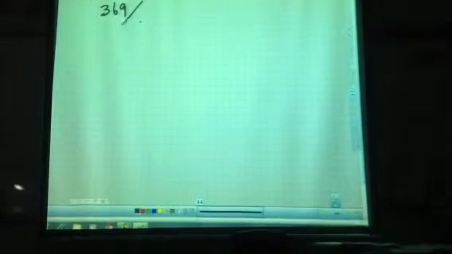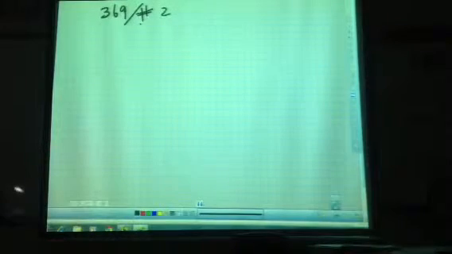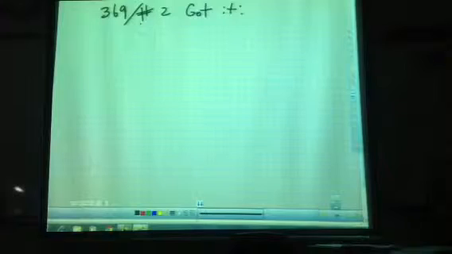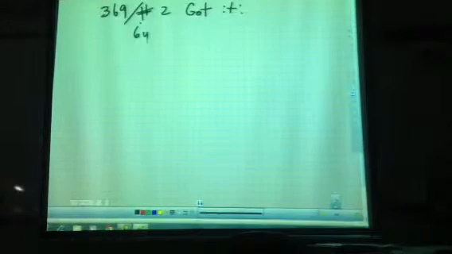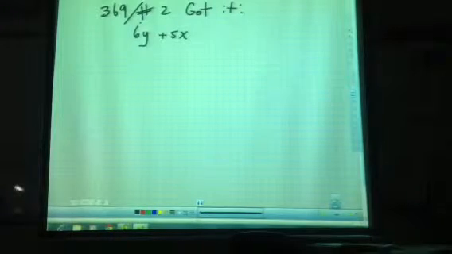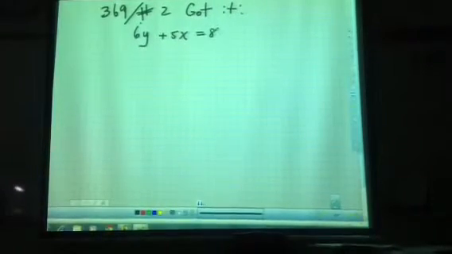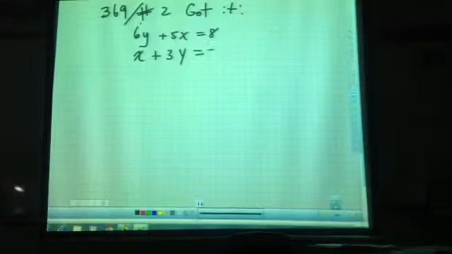If you're following along in the book, I'm on page 369, number 2. It's the got it problem. And it looks like this. 6y plus 5x equals 8. And then the other equation is x plus 3y equals -7.